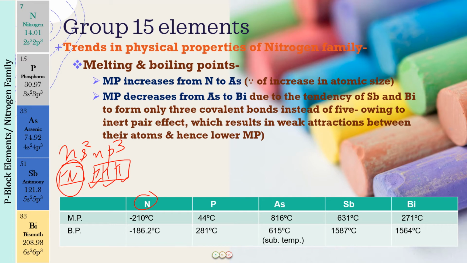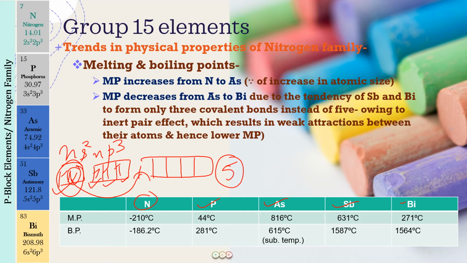So what we see over here is that nitrogen can show a maximum covalency of 4. But when we move on to phosphorus, arsenic, antimony, bismuth, all of them have vacant d orbitals, right? So from phosphorus onward, we will be having vacant d orbitals. So what can happen is one of these electrons can move over here, and all of these can show a maximum covalency of 5. So they can form 5 bonds: phosphorus, arsenic, antimony, and bismuth.